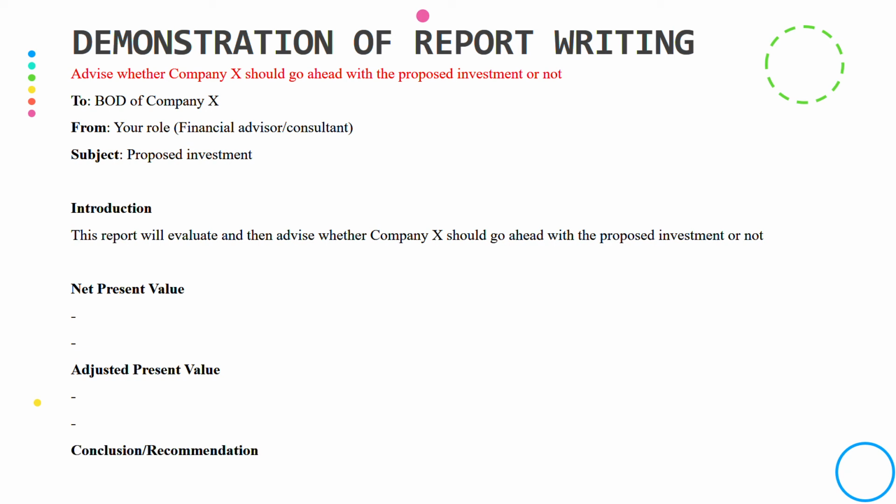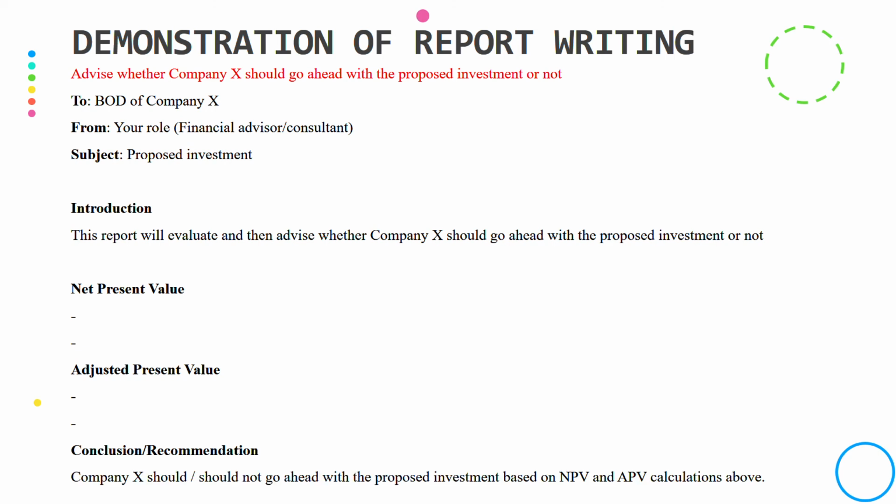Then coming to conclusion or recommendation. How are you going to write your conclusion? Company X should or should not, because we don't know. This is just an imaginary question, just to demonstrate how to write a report. But I will actually show you how to write a report from the question paper itself, because from tomorrow, I'll be doing the 50 marks question. There we have to write a report. So don't forget to see those videos also to see how a report is written. The actual report is written there. This is just a layout.